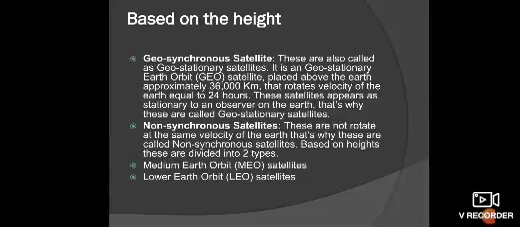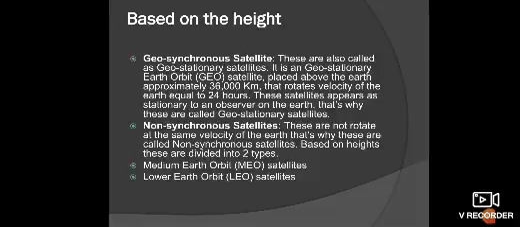A geosynchronous satellite is nothing but a geostationary earth orbit satellite, which is placed above the earth at approximately 36,000 kilometers. It rotates with the same velocity as the earth, that is, 24 hours. So if an observer is on the earth observing the satellite, it will be observed as stationary. For that reason it is called a geostationary satellite.